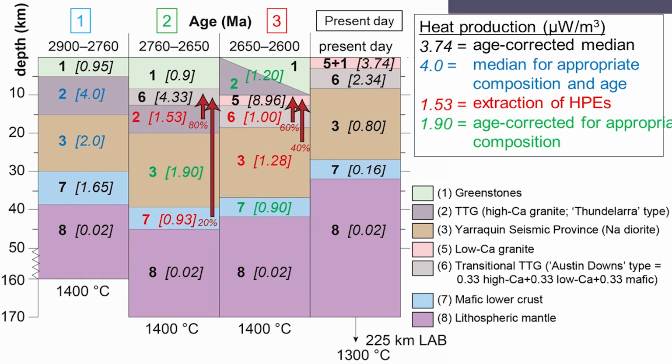Okay, then model 3 is what we think is about 2650 onward, where we've got a granite greenstone upper crust, a layer of low calcium granites, which is this unit 5, quite high heat production, relatively thin, and then the Austin Downs below it, and so on. And then the present day, which we used to help us characterize the Yilgarn.